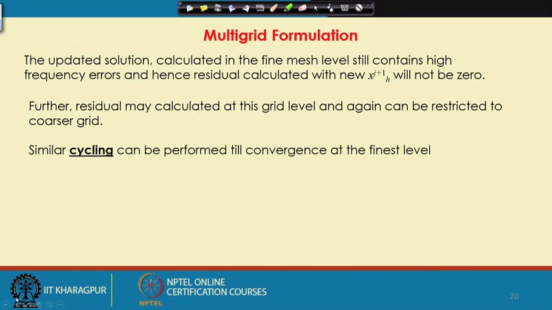And this is called a cycling from coarse grid level to fine grid level, again calculating the residual at the fine grid level, restricting it to the coarse grid level, again solving here. This cycling operation can be performed till we get convergence at the finest grid level, that is, the residual at the finest grid level is close to 0.